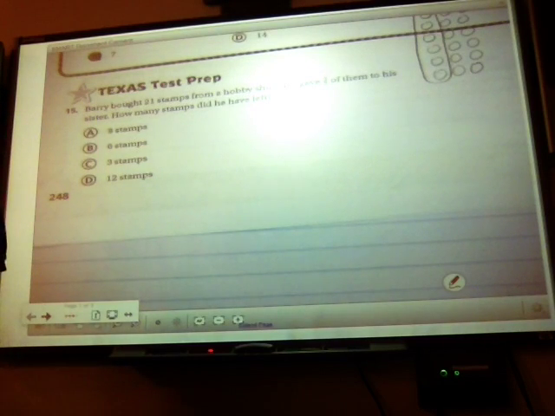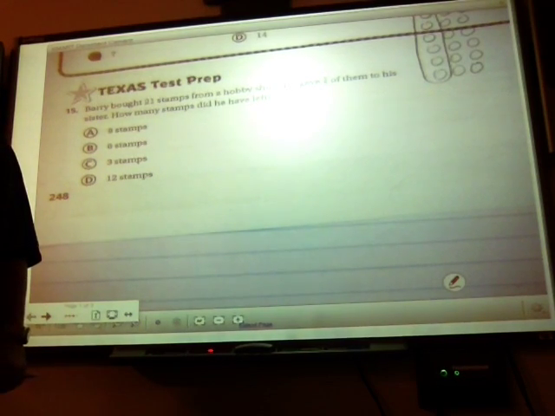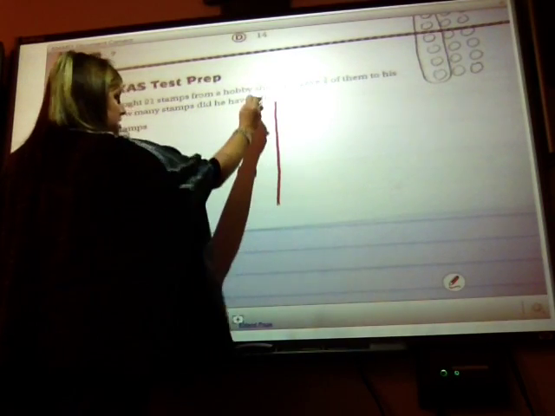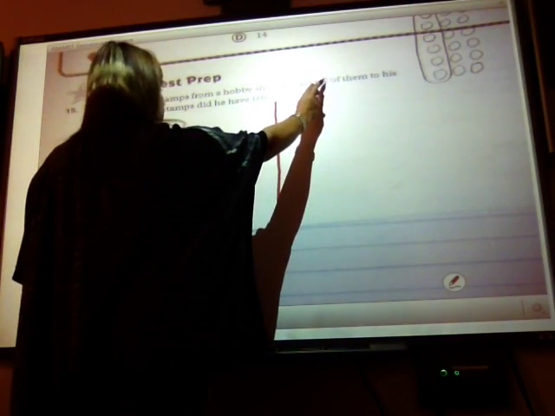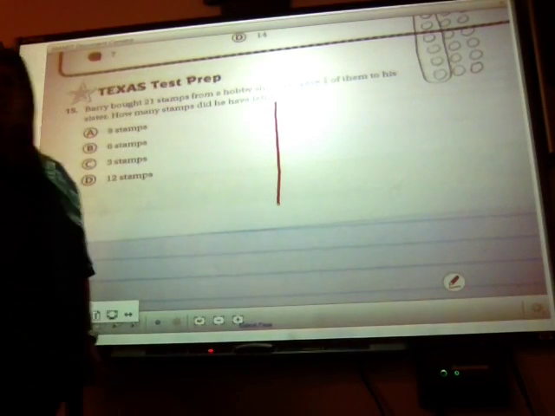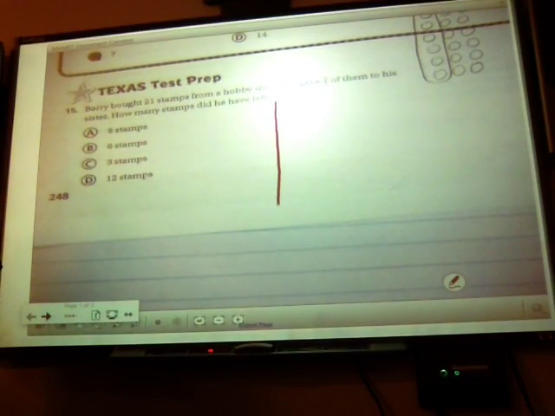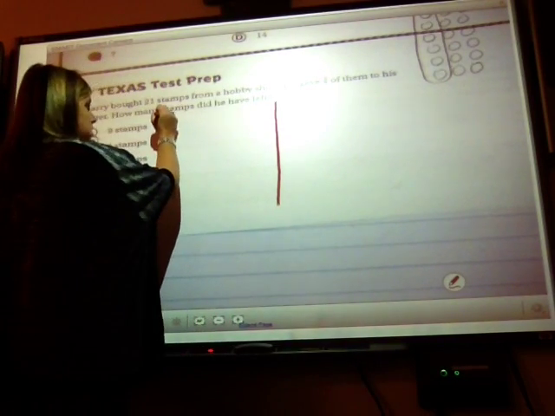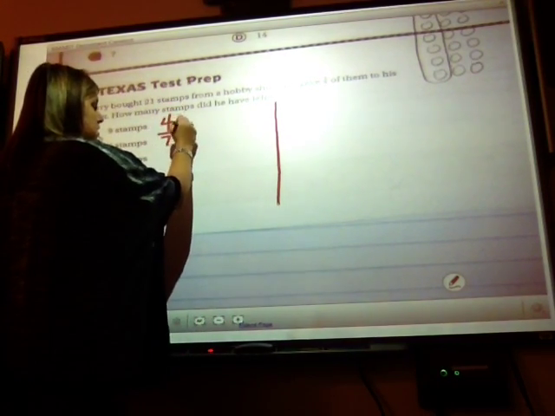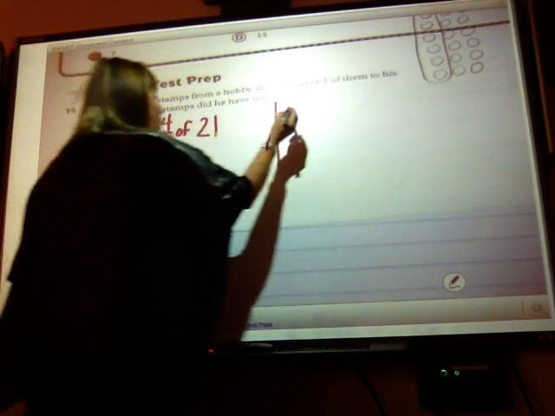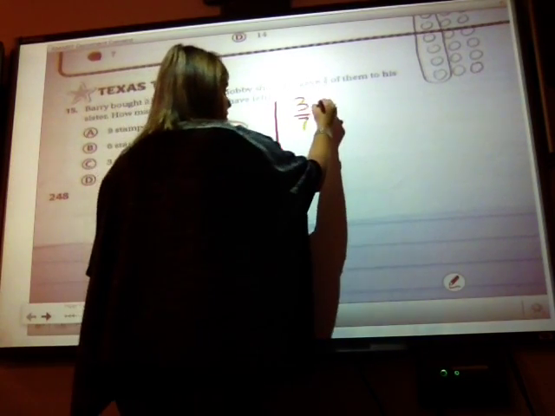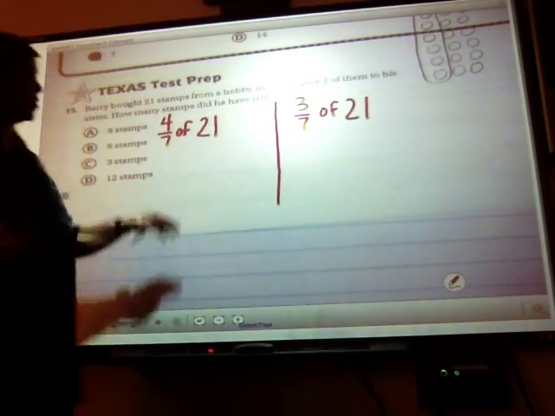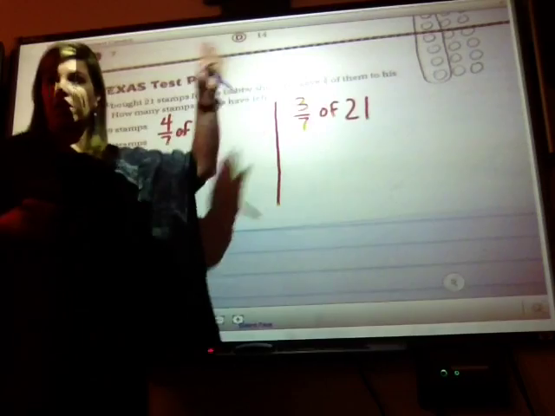So you can look at this in 2 different ways because this is kind of a trick question, if you really think about it. He has left, or she has left. He gave 3 sevenths away, so how many does he have left? 4 sevenths. So you could do 4 sevenths of 21, or you can do 3 sevenths of 21.